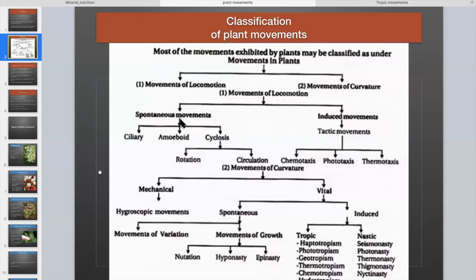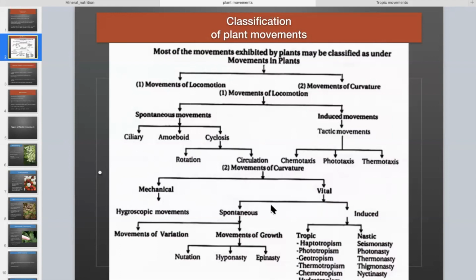This spontaneity may be due to ciliary movement, amoeboid movement, or cyclosis. There are some amoeba and some bacteria, organisms which move with the help of cilia. Coming to induced movements, these are tactic movements. In tactic movements, there are chemotactic movements, phototaxis, and thermotaxis. Tactic movements are considered locomotory movements.